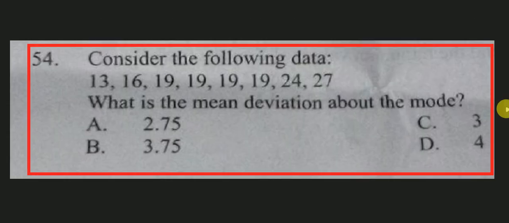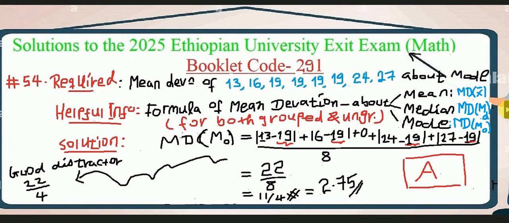Next, problem number 54. Consider the following data. We are given this set of numbers. What's the mean deviation about the mode? Be careful. There are 3 types of mean deviations: mean deviation about the mode, mean deviation about the median, mean deviation about the mean. In this case, we are asked the mean deviation about the mode. So we have to recall the formula or definition for mean deviation about the mode.